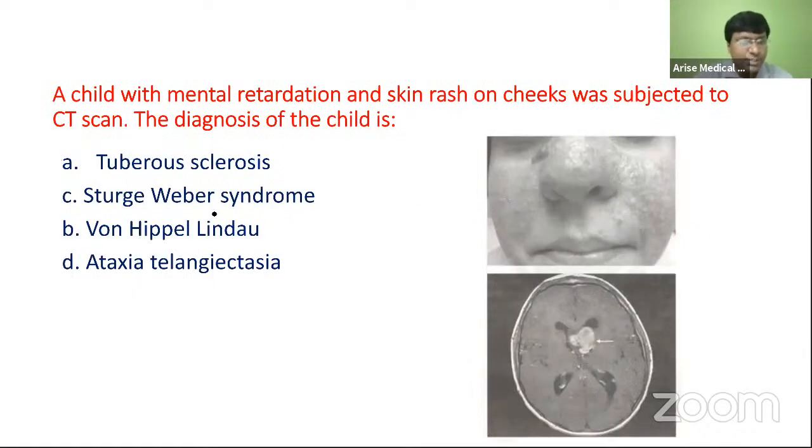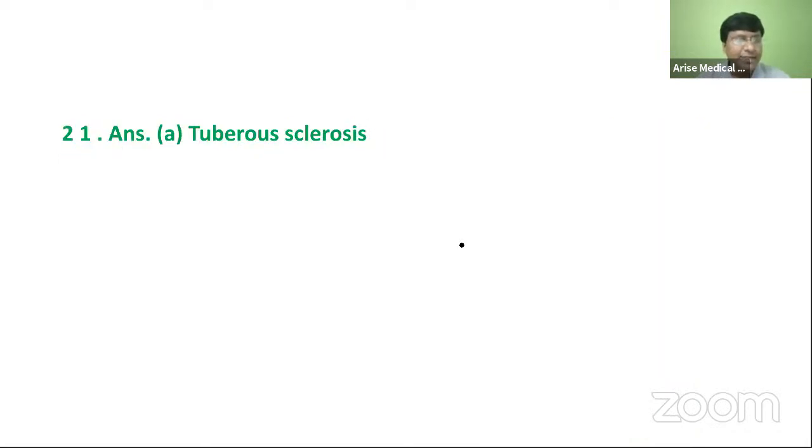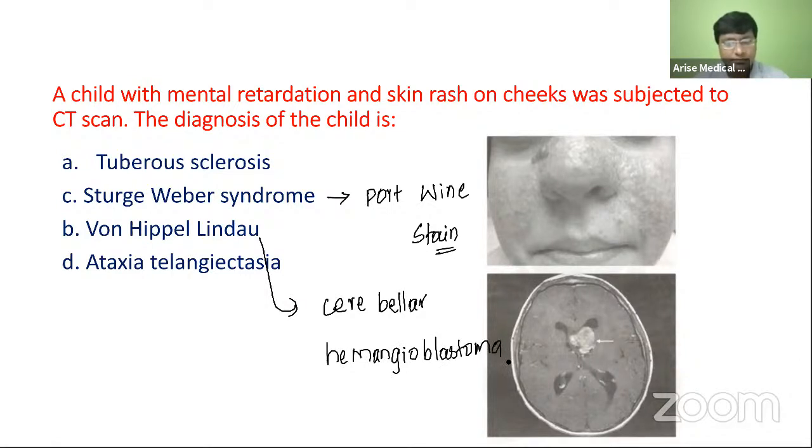In Sturge-Weber syndrome, you will have the presence of the port wine stain. So that is the point which is against Sturge-Weber syndrome, right? And you take the other options like von Hippel-Lindau syndrome. Very important, it will be associated with the cerebellar hemangioblastoma.